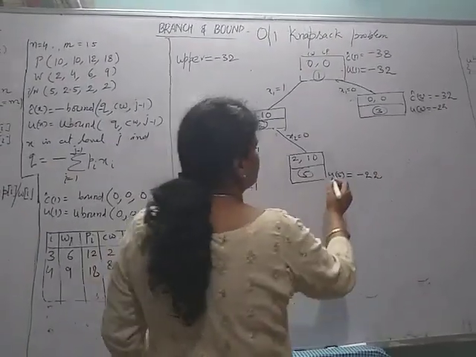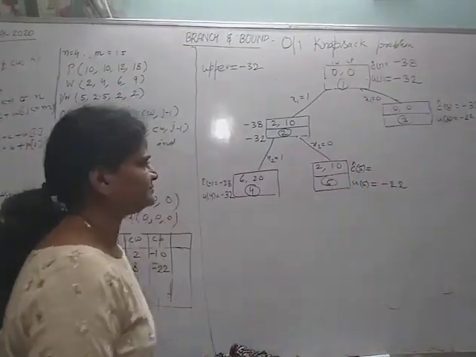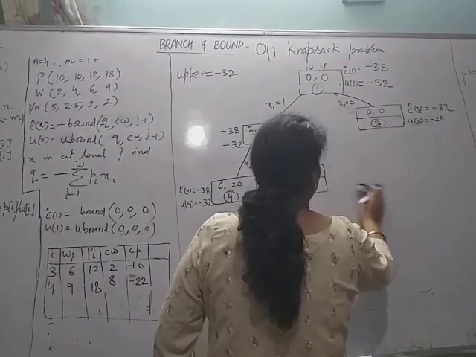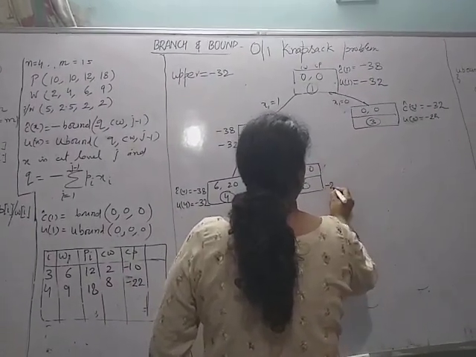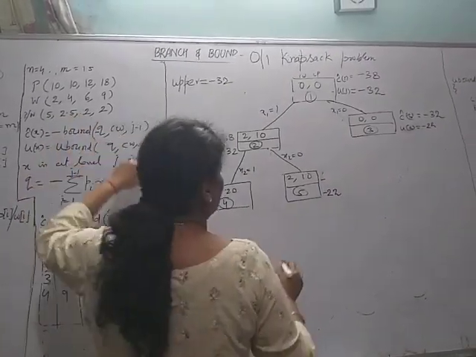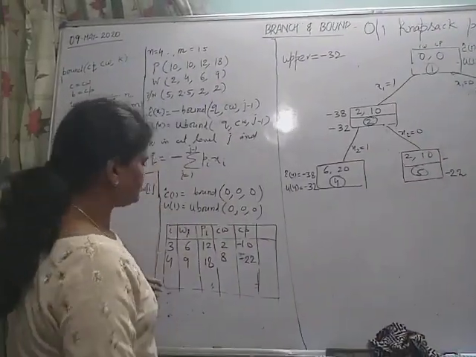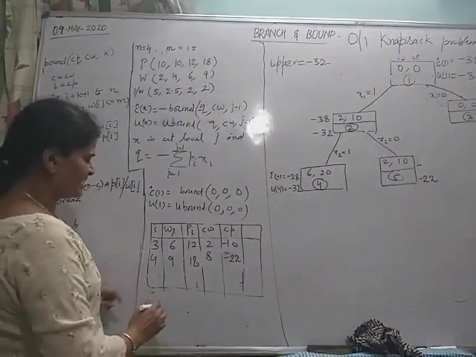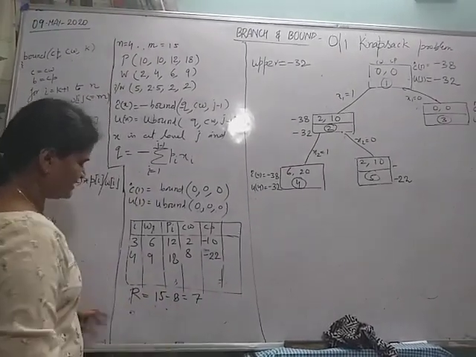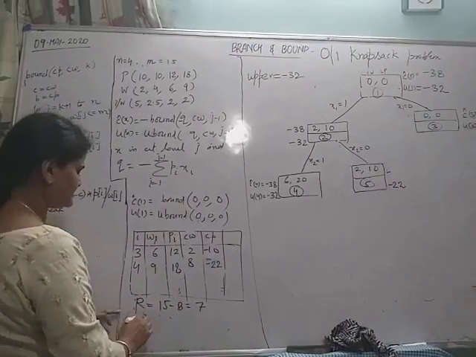Okay, and C cap is what? Here I am directly writing minus 22, and now this upper bound I have to compute. So for the upper bound, the remaining capacity R is 15 minus 8, that is 7.